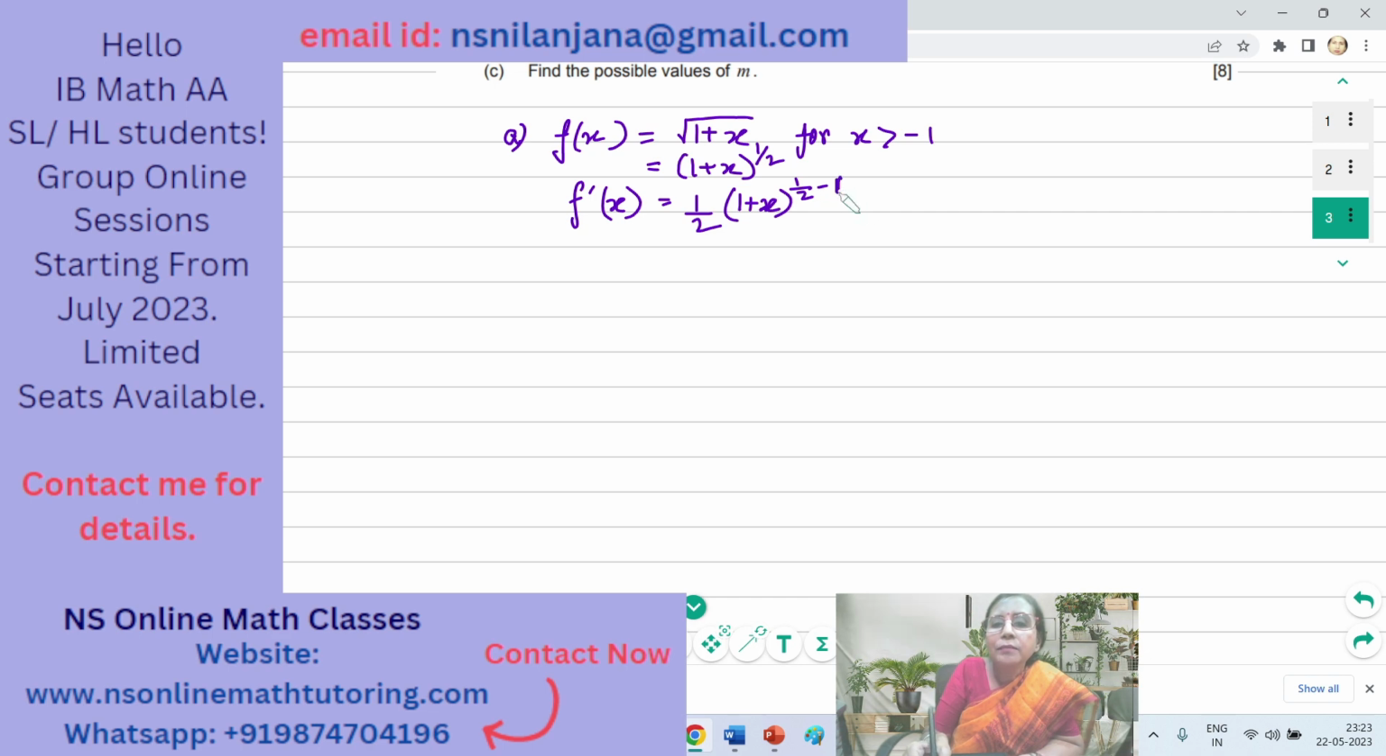And finally, 1 plus x should be differentiated, which is equal to 1. So f dash x, the first derivative of f of x, is equal to half times 1 plus x raised to the power of negative half. Sorry, my throat is giving me some problem today. So half times 1 plus x to the power of negative half is the expression for f dash x. The first derivative, we have to get the second derivative.